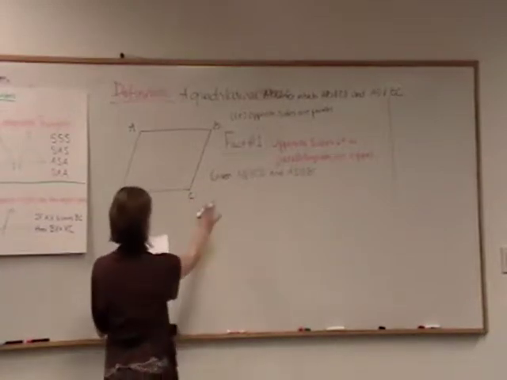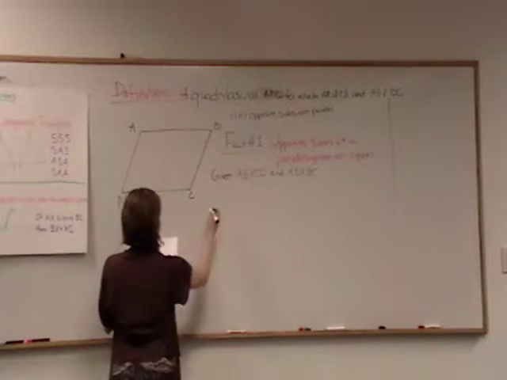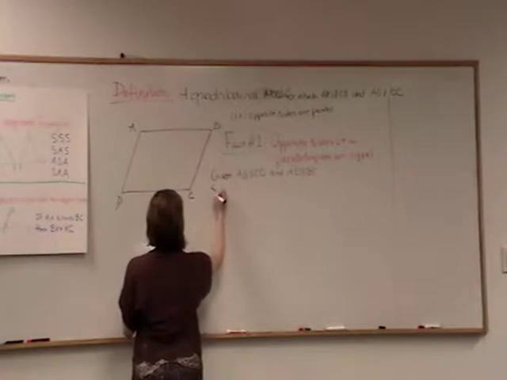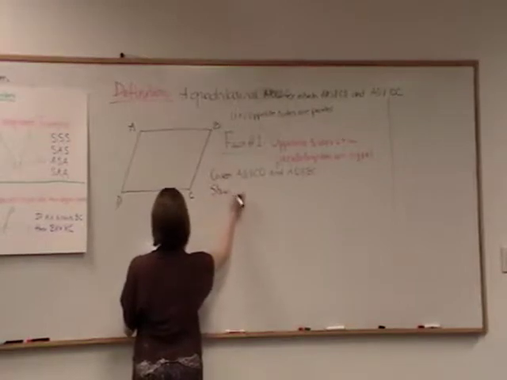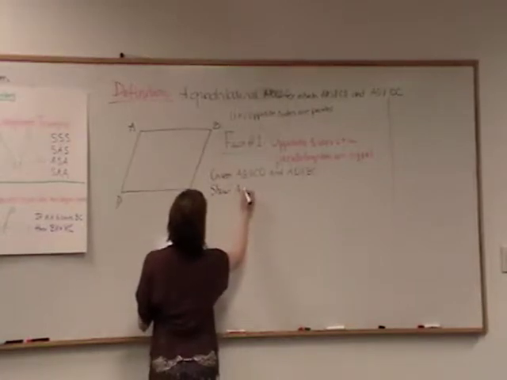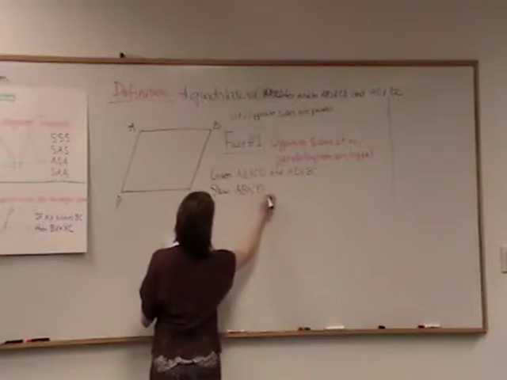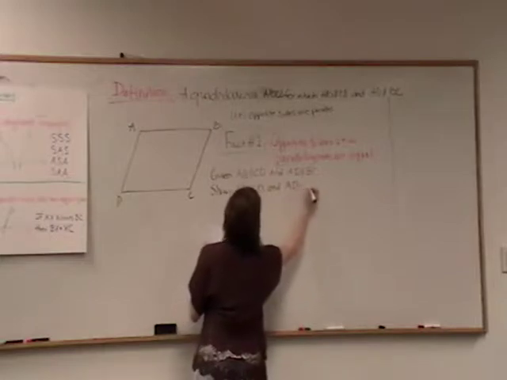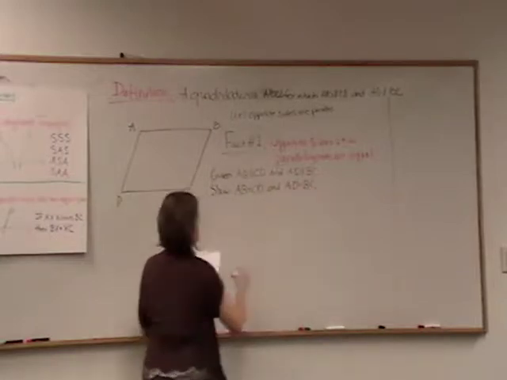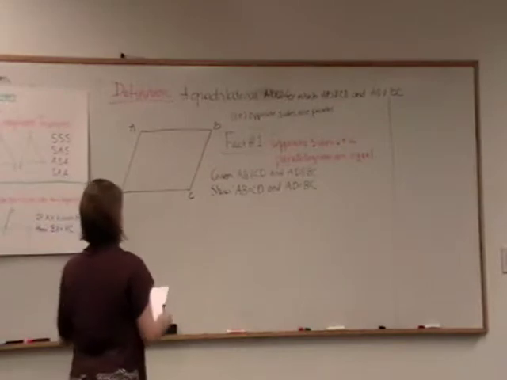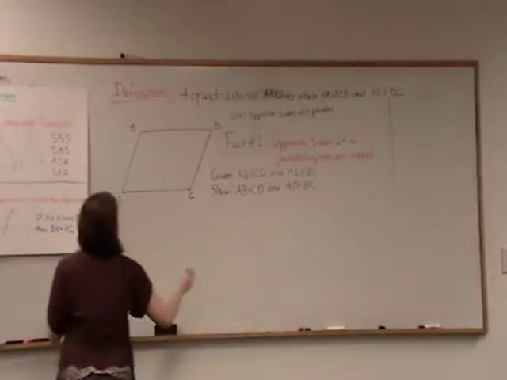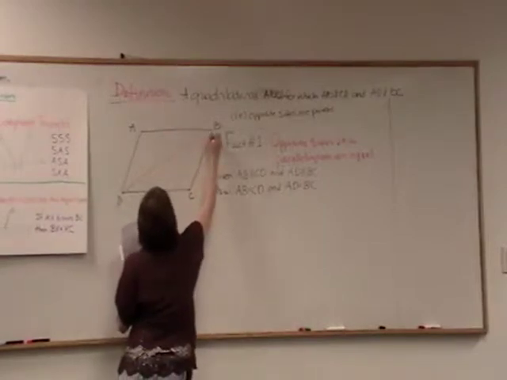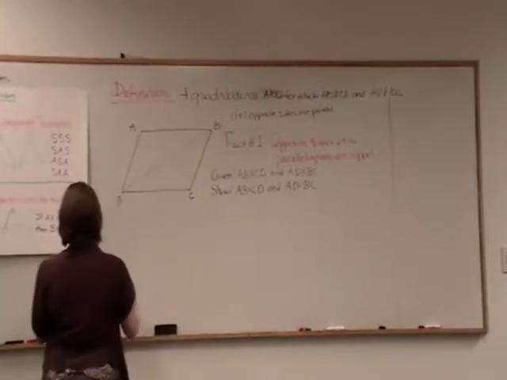Okay, so we're given this fact that the opposite sides are parallel, and in order to prove fact number 1, we want to show that side AB equals CD and AD equals BC. Then we know that the opposite sides are equal. So to do this, I'm going to add something to our picture here. I'm going to connect the line DB.